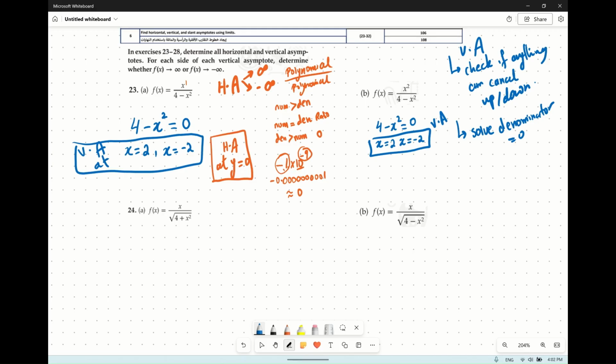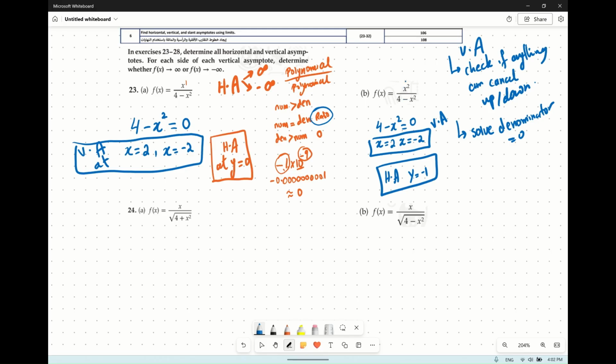Now to find the horizontal asymptote, I can compare the degrees. The degree up is 2, the degree down is 2. So whenever the degrees are equal, you need to take the ratio of the leading coefficients. The leading coefficient here is 1. The leading coefficient here is negative 1. So 1 over negative 1 is negative 1. So this means that there is a horizontal asymptote at y equals negative 1.